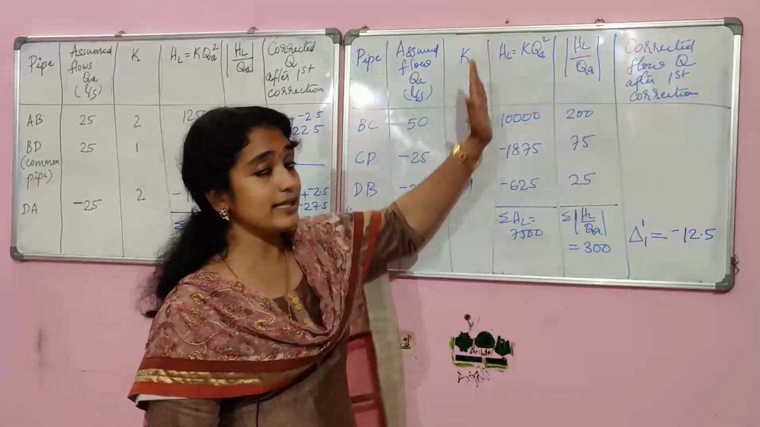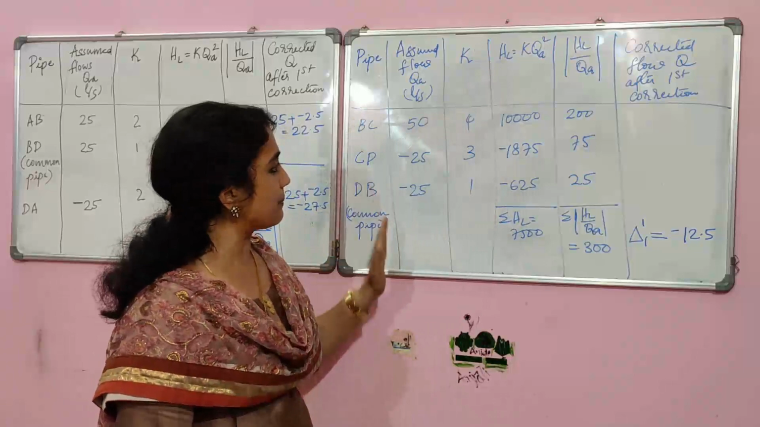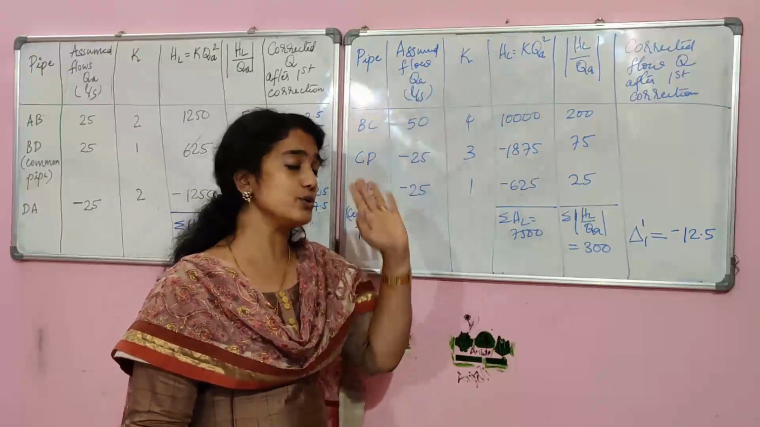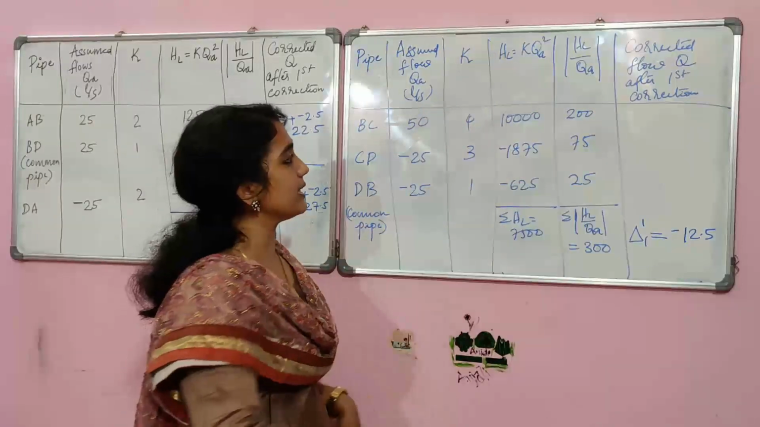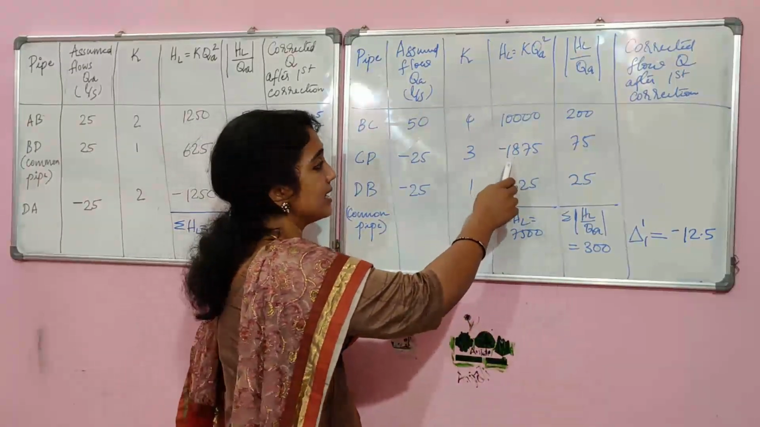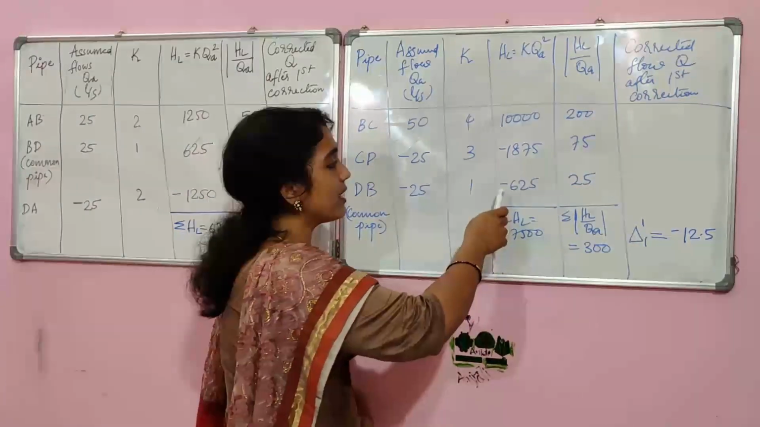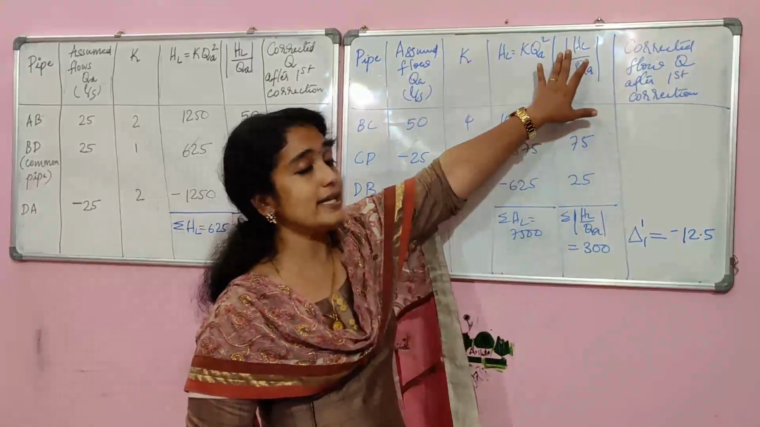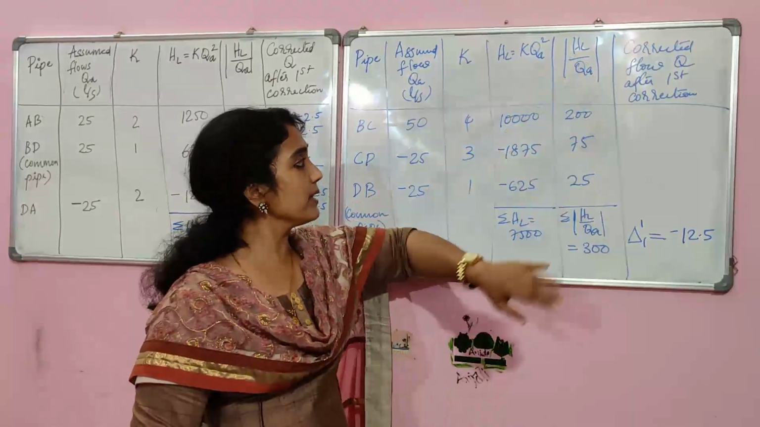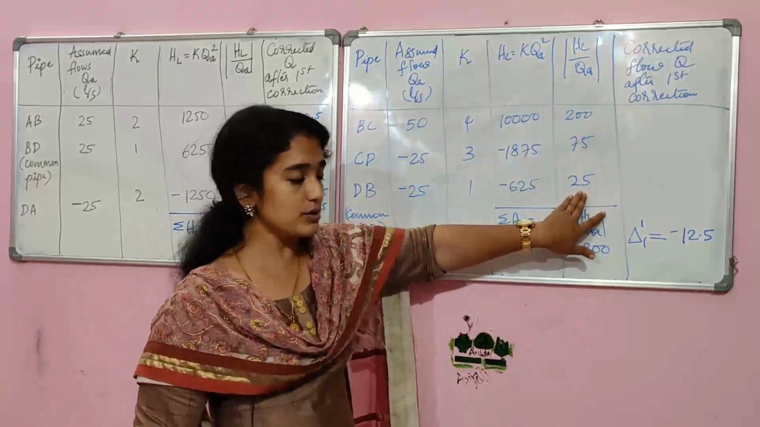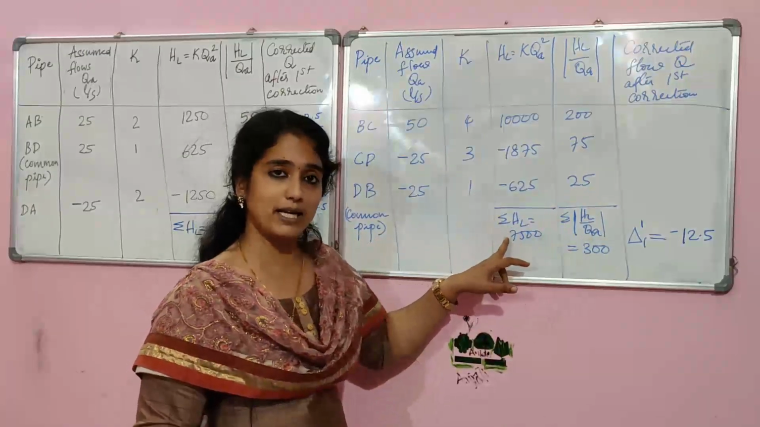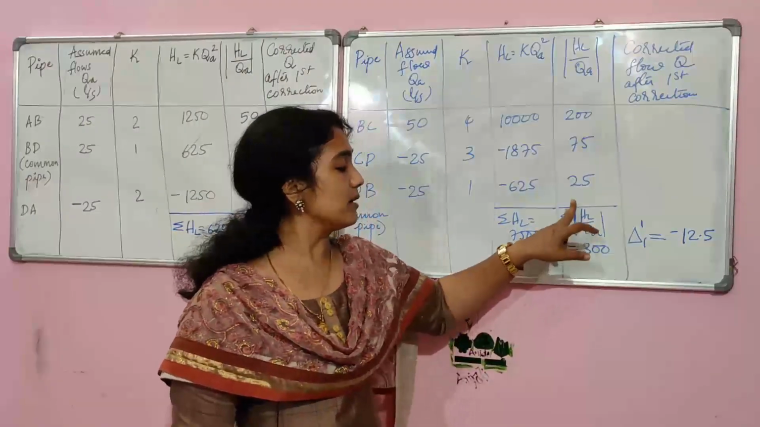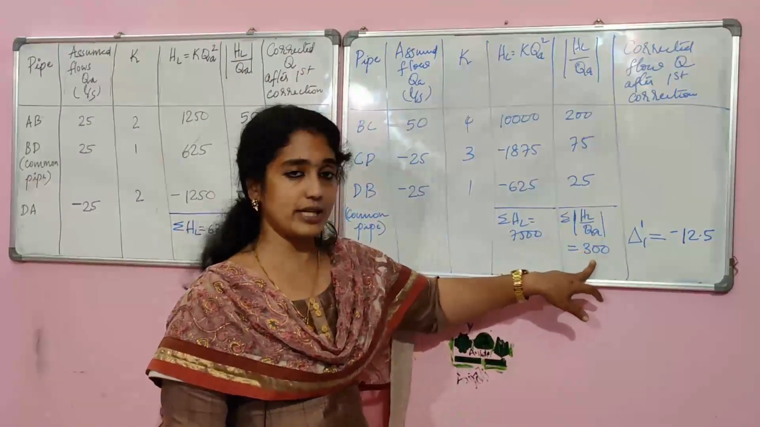Then you have to calculate the head loss for these pipelines, that is HL is equal to K into QA raised to 2. Then we will get values of 10,000, minus 1,875, minus 625. Then you have to calculate the mod of HL by QA, and we get these values, and you have to find the sigma HL value, that is 7500. Then sigma mod of HL by QA, that is 300.